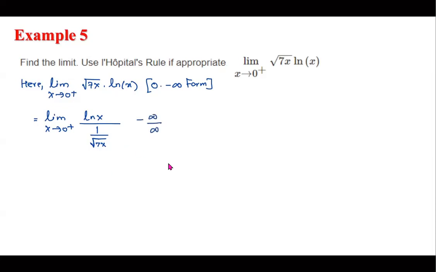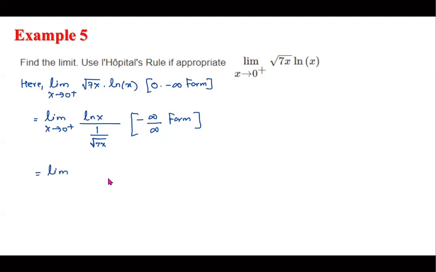Infinity over infinity form. We have negative infinity in the numerator, but still L'Hopital's rule works here. When x approaches 0 from the right, the numerator becomes negative infinity, but the denominator becomes 1 over 0, that is infinity. So still an infinity over infinity form is there, so L'Hopital's rule can be used. The meaning of that is we have to find the derivative of the numerator and denominator separately.